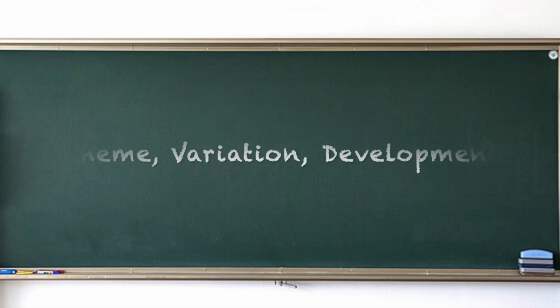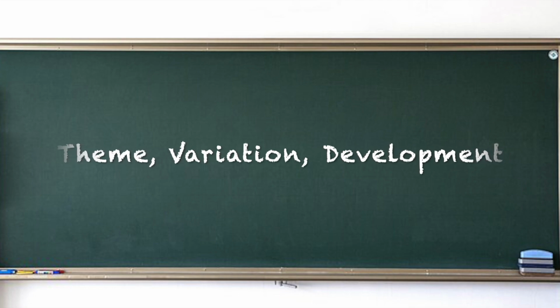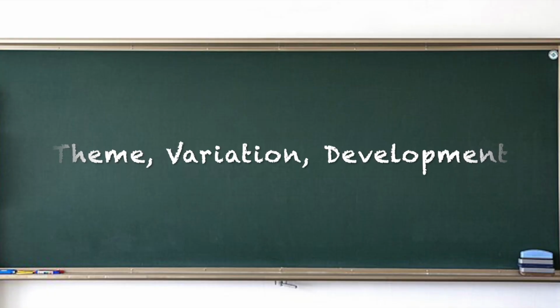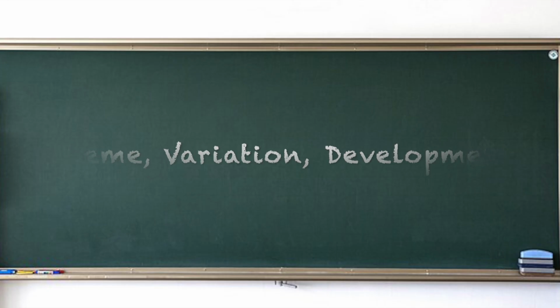Architects sometimes borrow words from other disciplines. Music, for example. We've discussed some of these terms in previous videos. Here's a quick review. Theme, variation, and development. In music, especially classical music, a composer will establish a theme. Variations on the theme are created. Then the theme and variations are developed in more detail. It's the same with architecture.